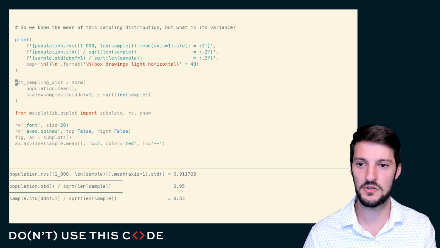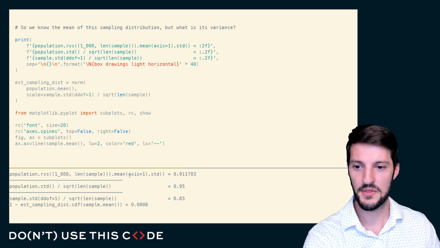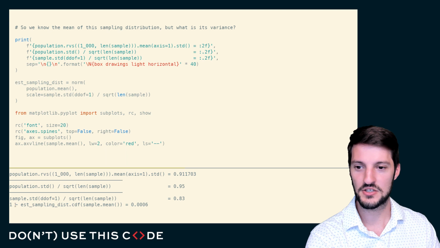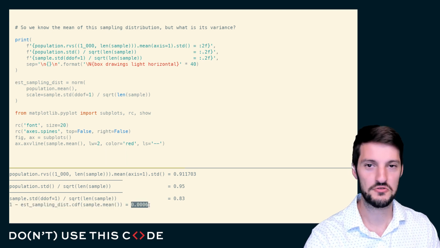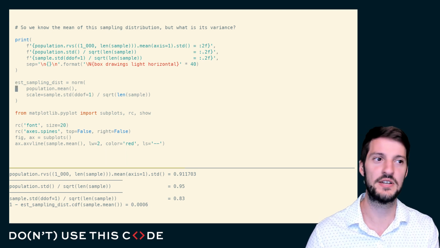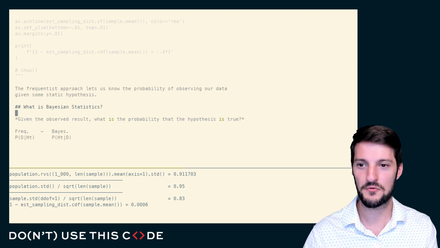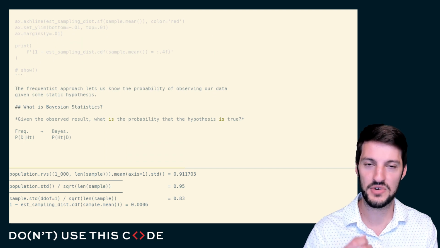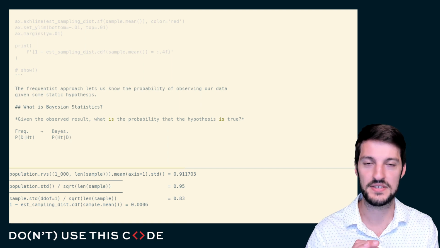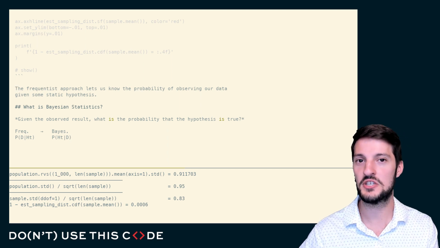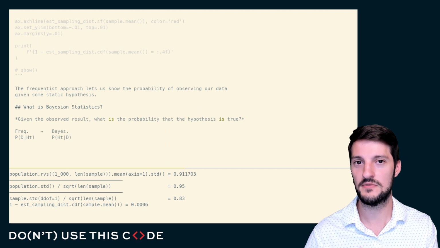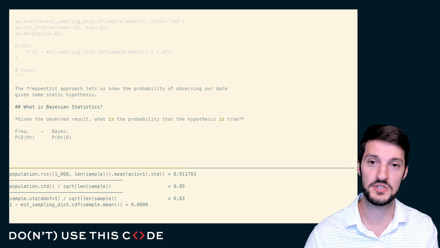So we'll take a look at these results. You can see that for this given sample that I just provided, the probability of observing the sample mean or greater is extremely low. And so in this case, I would reject my null hypothesis. This is what frequentism is all about. It lets us know the probability of observing our data given some static hypothesis. I'm saying my population mean is 100. Now it's up to me to either reject that null hypothesis through testing or fail to reject it.